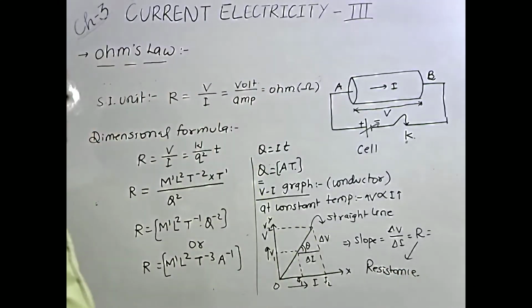Clear? So this is Ohm's law and resistance of the given material of conductor. Understand? So please note down. Okay.